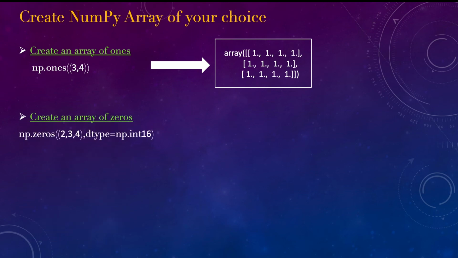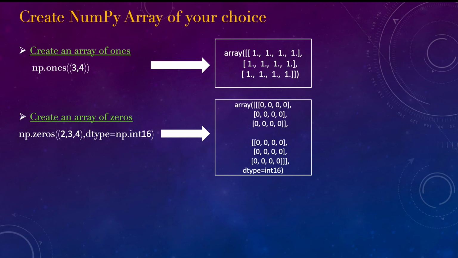Then how to create an array of zeros? We call the zeros function. Here it will create a 3-dimensional array filled with zeros. Data type is integer.